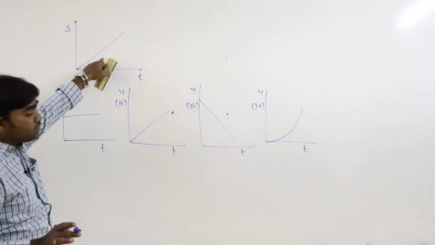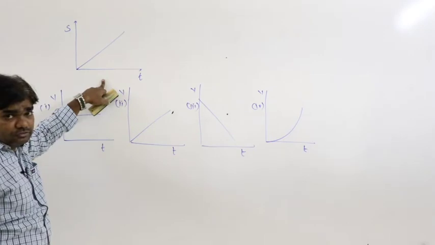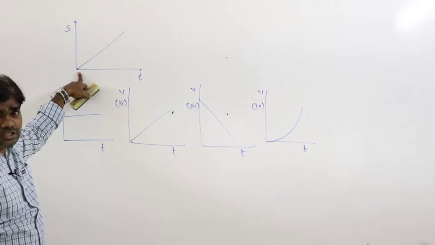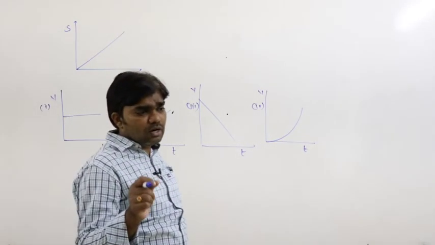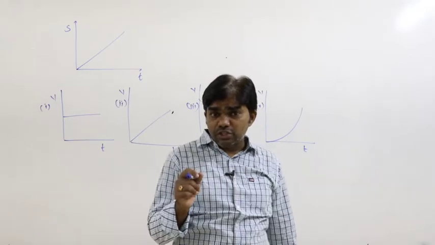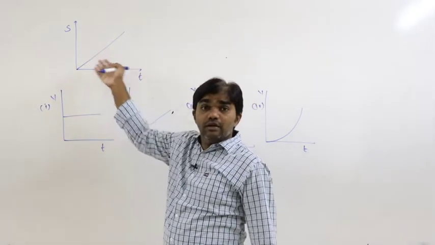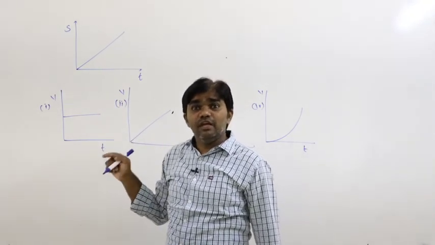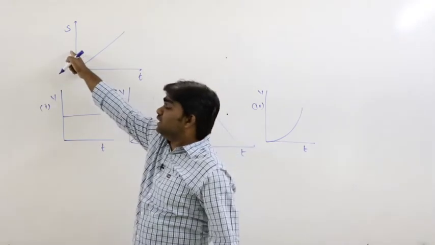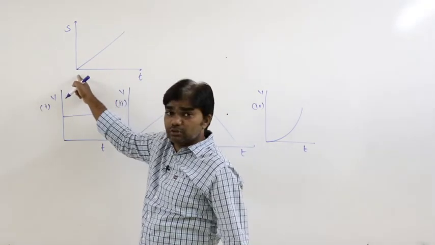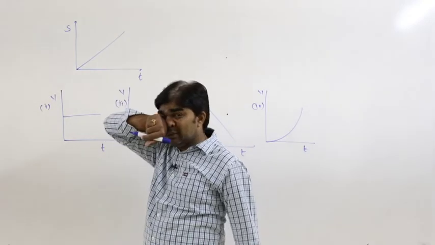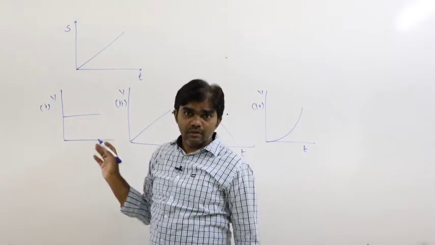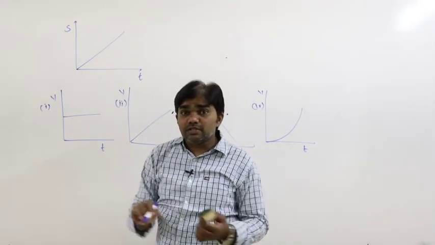First we have to understand the situation. Displacement time graph: a straight line passing through the origin. Under what situation does a straight line passing through the origin exist? This is if the body moves with uniform velocity. If the body moves with uniform velocity, then the displacement time graph is a straight line passing through the origin. That is important. So that's the situation, the same situation.